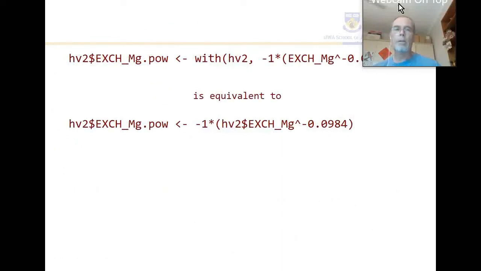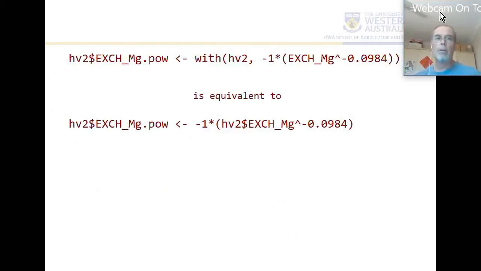Okay, so just a point about the with syntax. These two lines are equivalent. So on the left-hand side, it's the same. We've got the -1 times exchangeable magnesium to the negative power here, but we're specifying the data object differently using a with statement. Remember that it's exactly the same as specifying the data object using the dollar syntax as well. So they do the same thing.